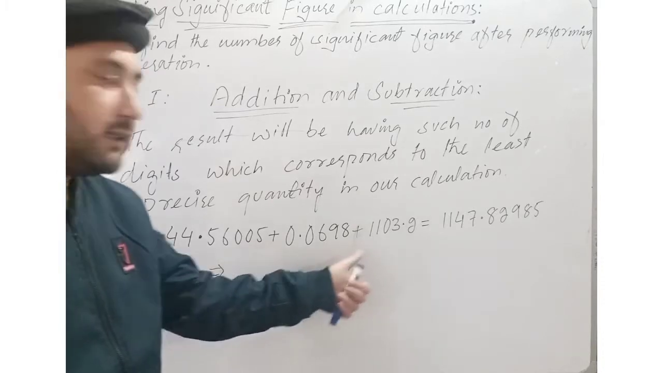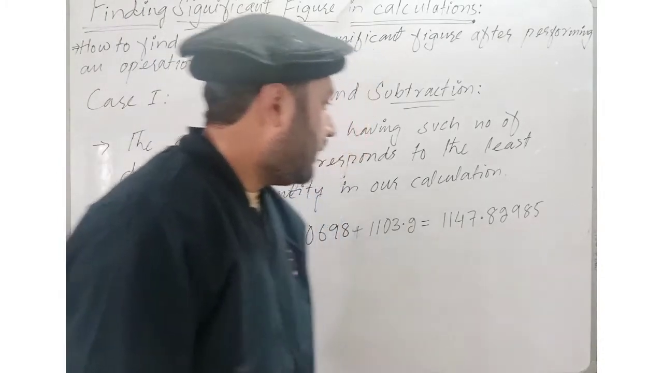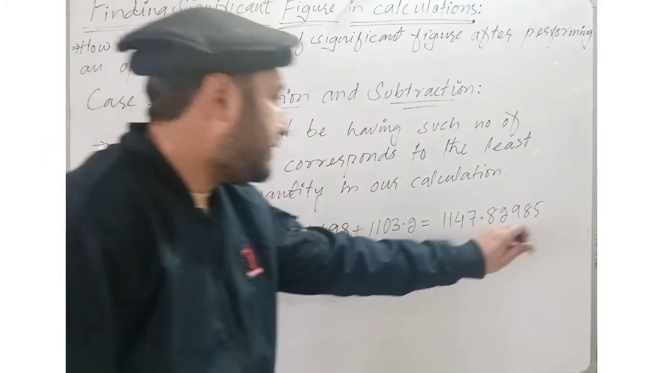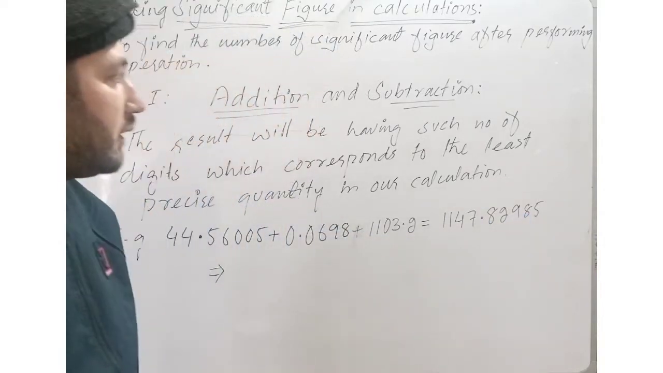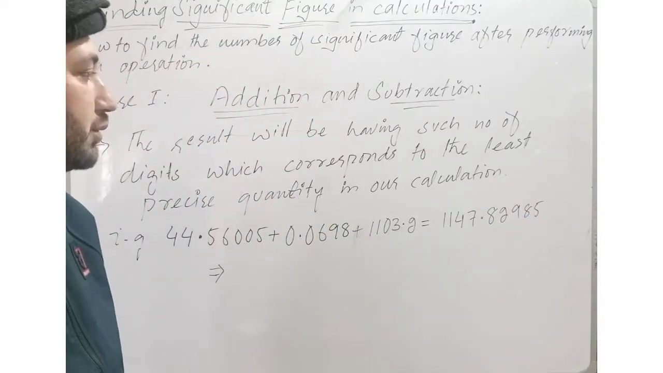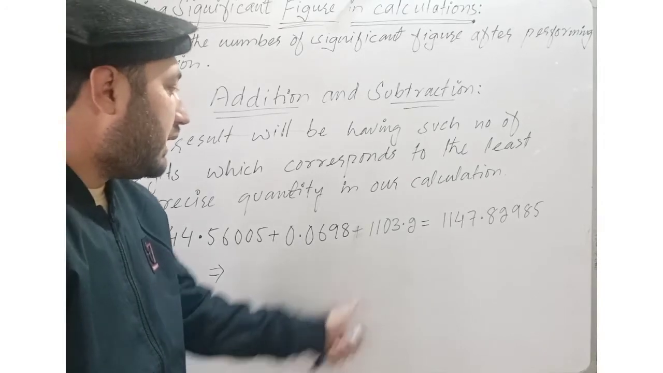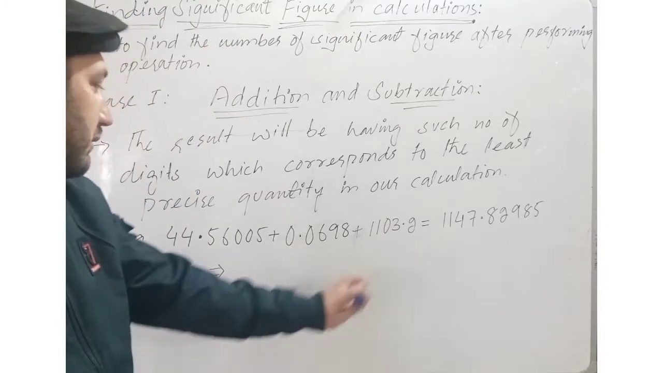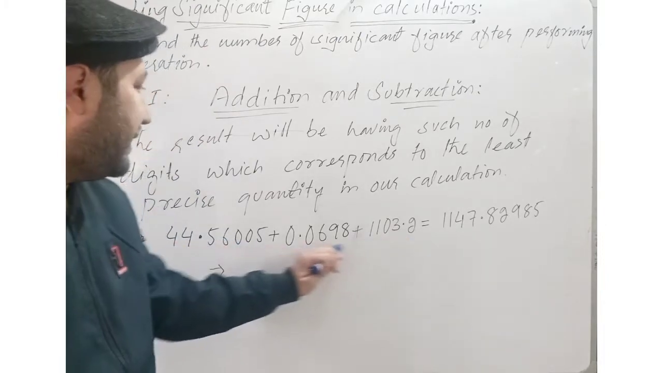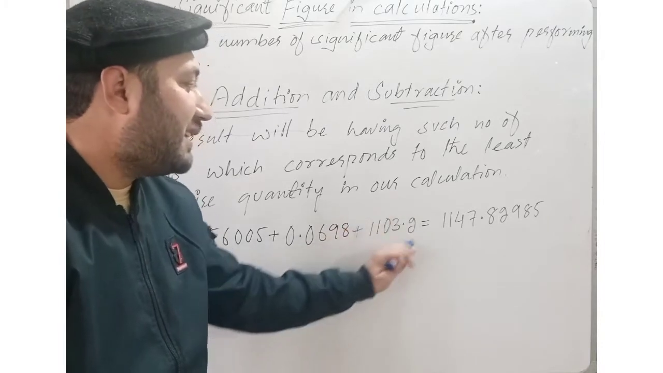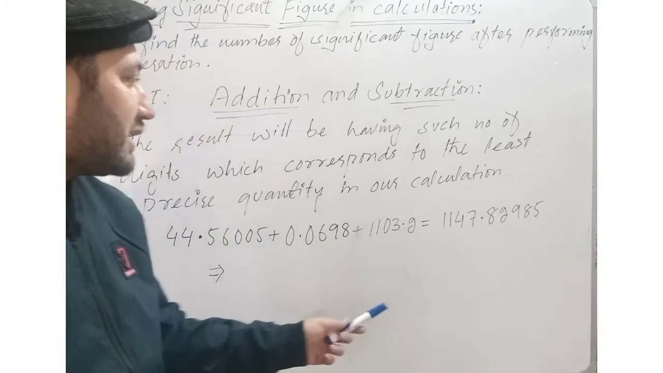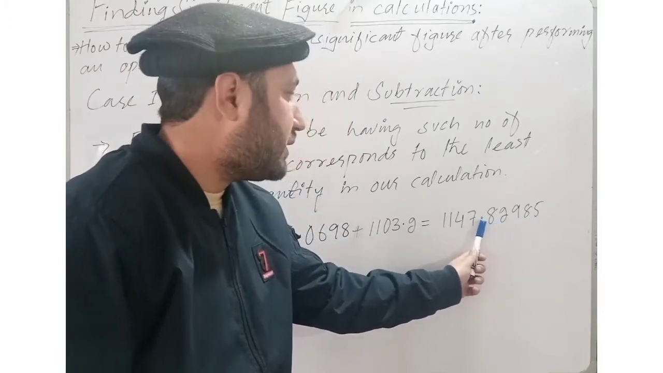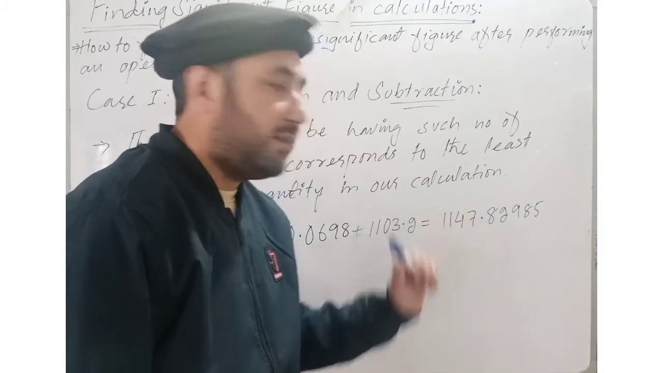Now when we add all these three values, we will get this result. But here we are having 5 digits after the decimal point. So what we are going to do, according to the rule, is restrict our result to the least precise physical quantity in our calculation, right? You can see that out of these three, this one is the least precise value. So we have to restrict the result up to 1 decimal point, right?